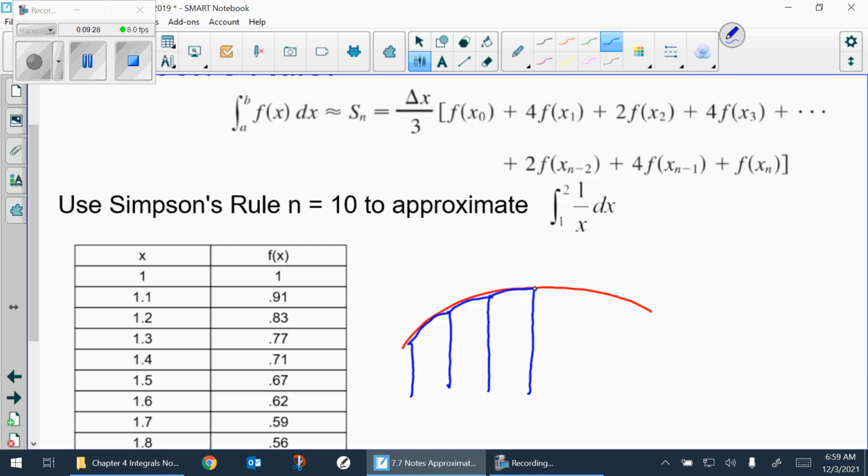So that's Simpson, but anytime you see Simpson as part of the assignment, I think I've changed those to trapezoid rule. So we really aren't going to worry about Simpson here.